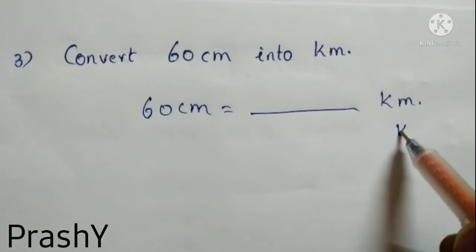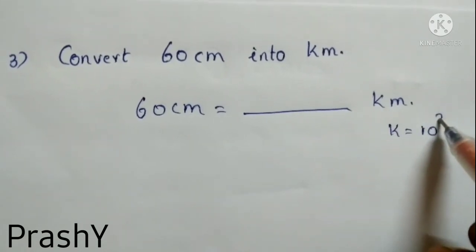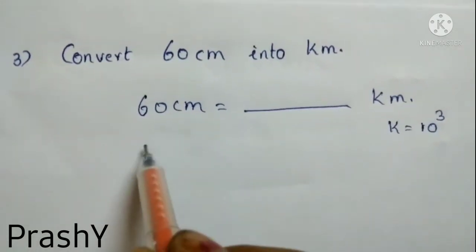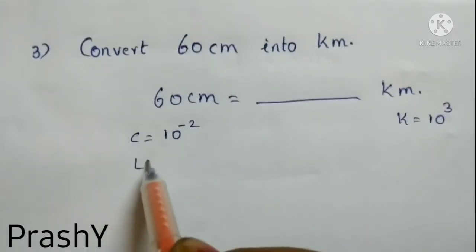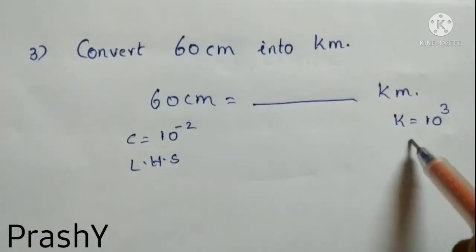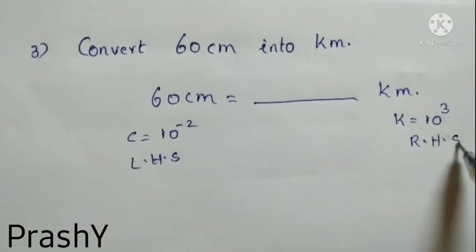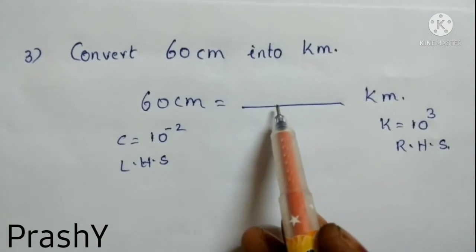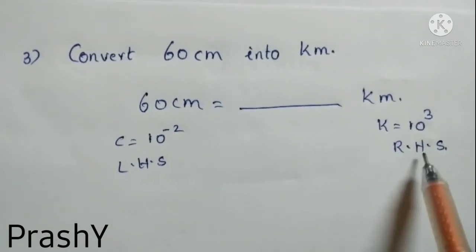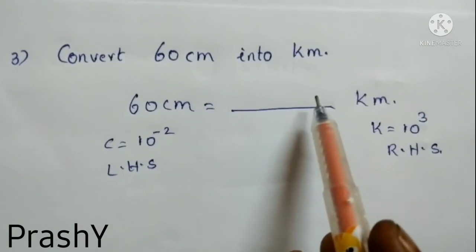So first write the kilo value. Kilo value is 10 power 3. And what is the centi value? 10 power minus 2. So this is in the left hand side and kilo is in right hand side. When it is in left hand side, we have to write the value as it is. And when you are writing from the right hand side, it has to be written in the reciprocal form.